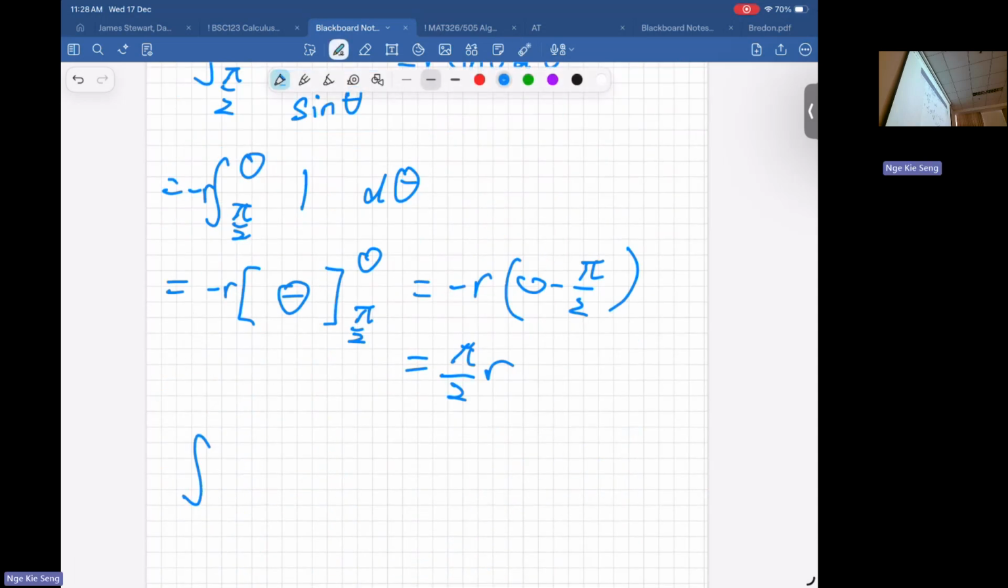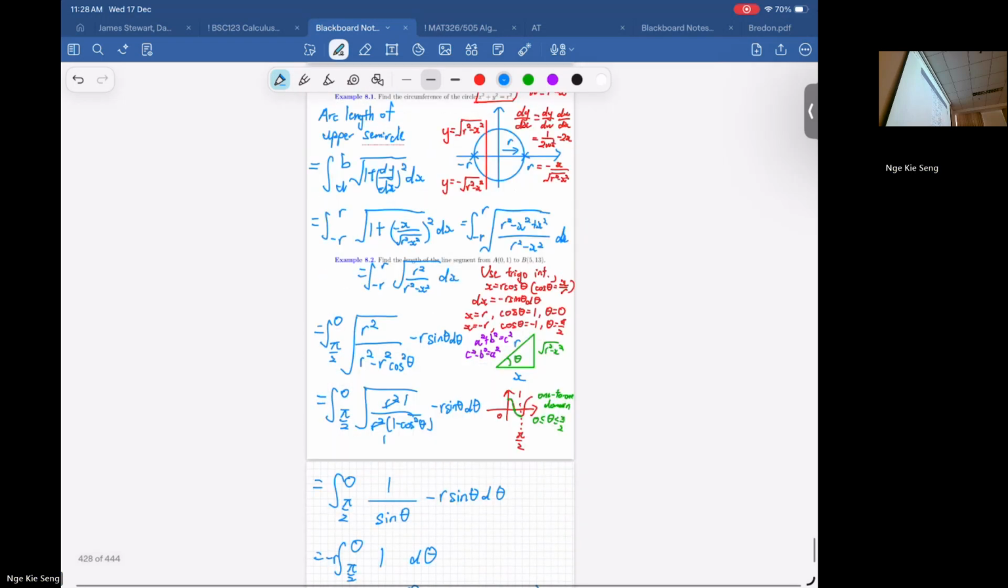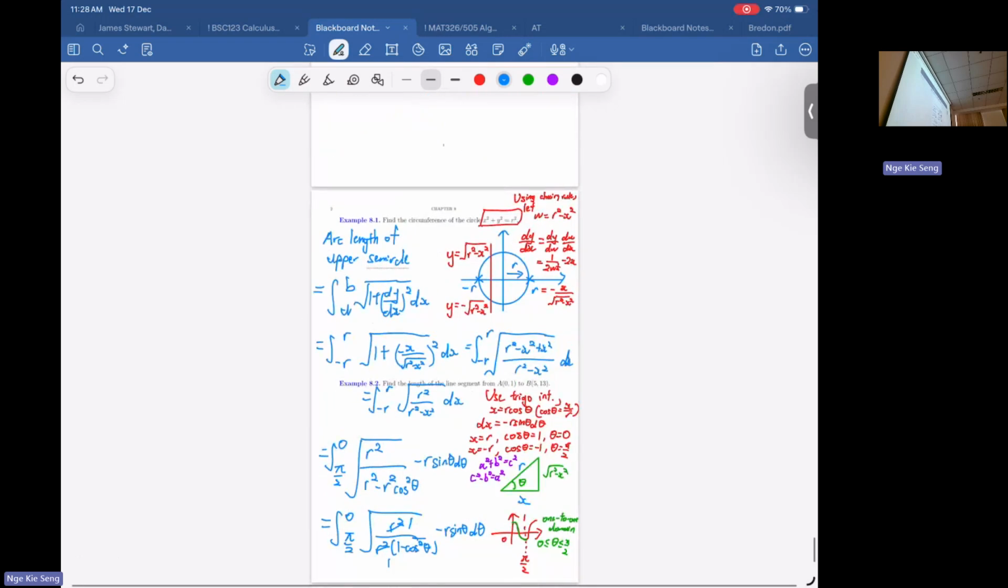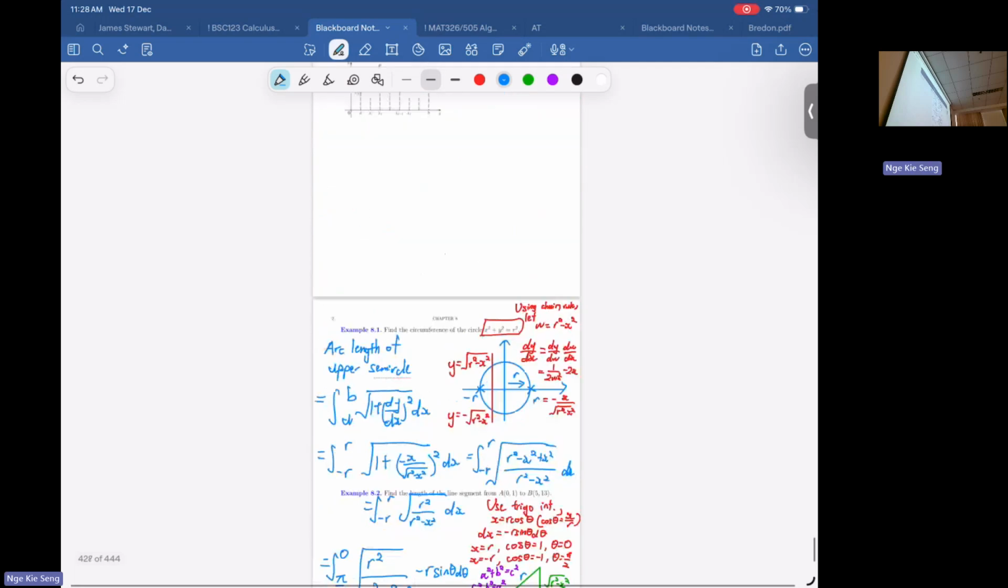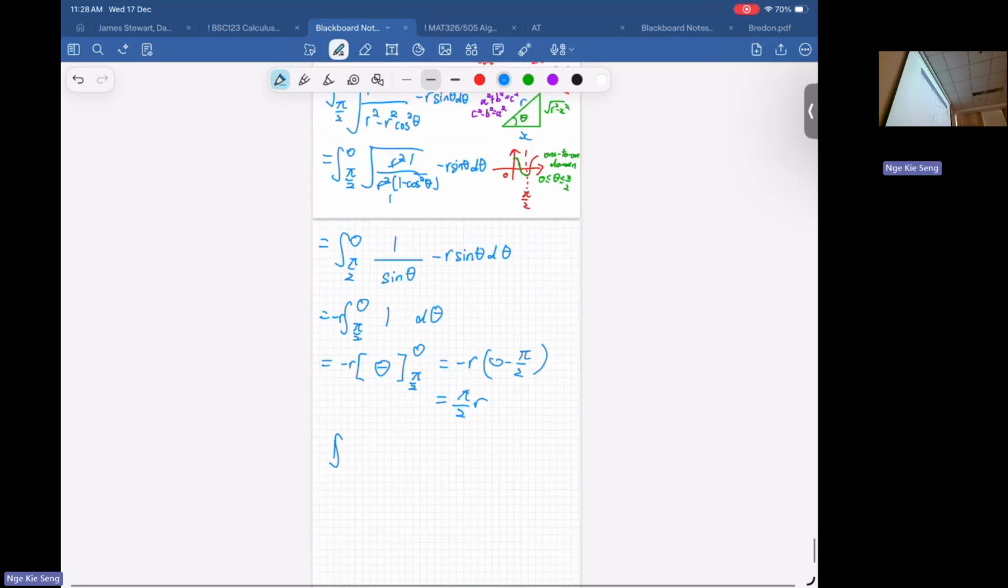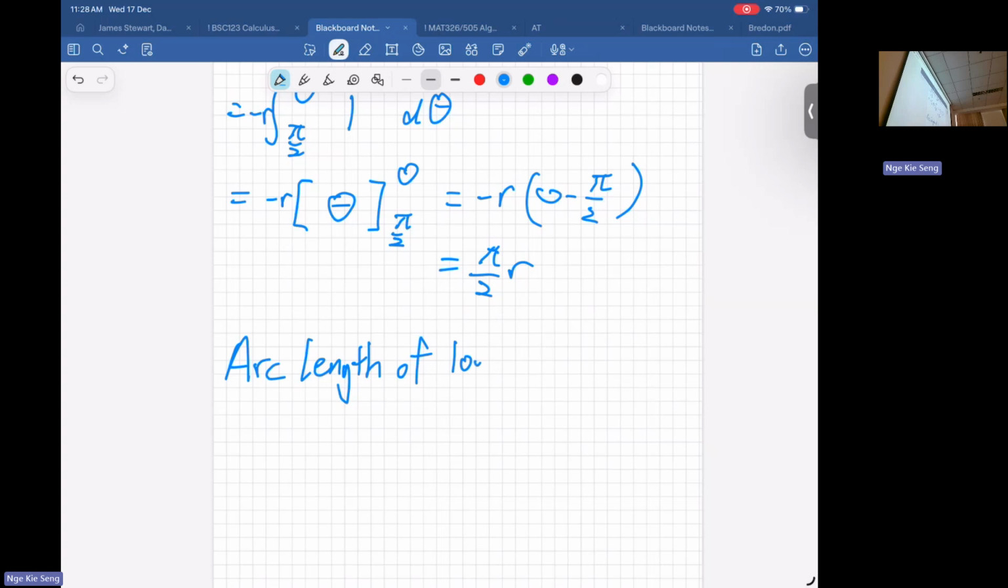So let's say, how about the other half? Not the area, the arc length. So how about the arc length of the upper and lower hemisphere of a semicircle?